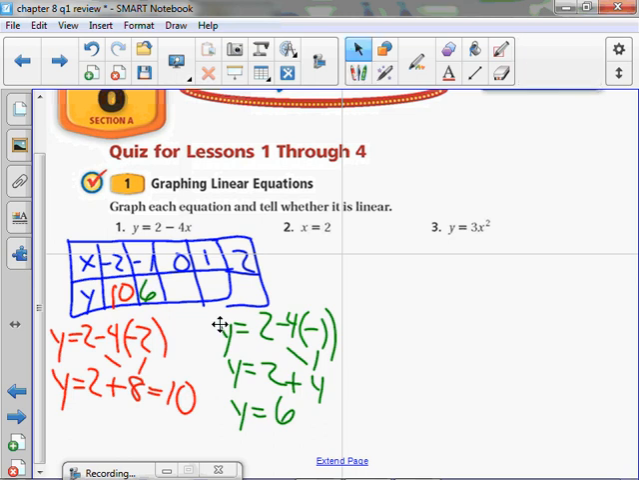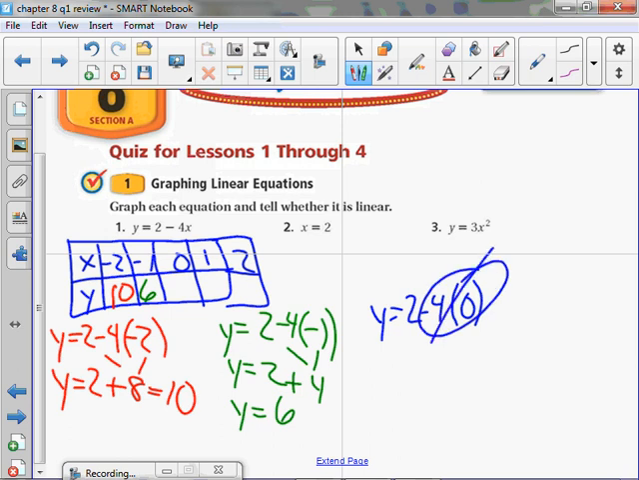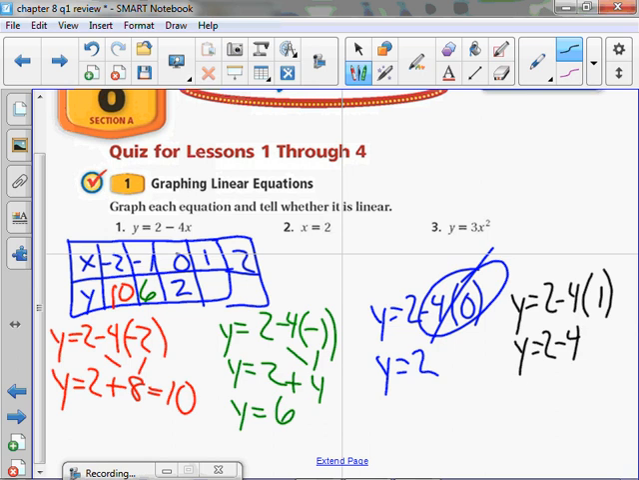The next one, I have y equals 2 minus 4 times x. Now x is 0, so I'm going to do 4 times 0. All of this is just 0, and so all I have is y equals 2. That one was easy. I do my next one. Y equals 2 minus 4 times x. X is now 1. And so I get y equals 2 minus 4 times 1, which is 4, so 2 minus 4 is negative 2. So y equals negative 2.